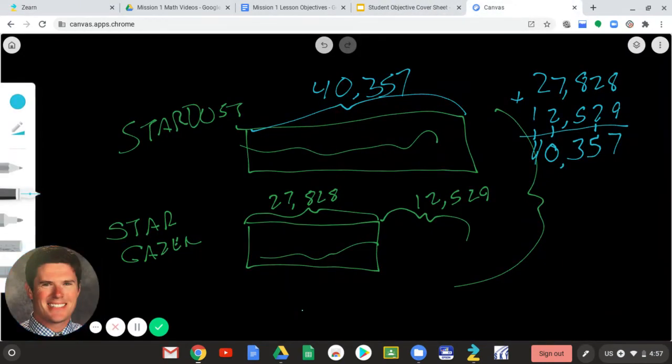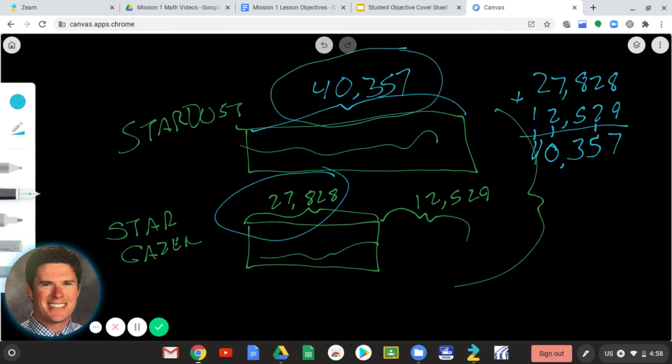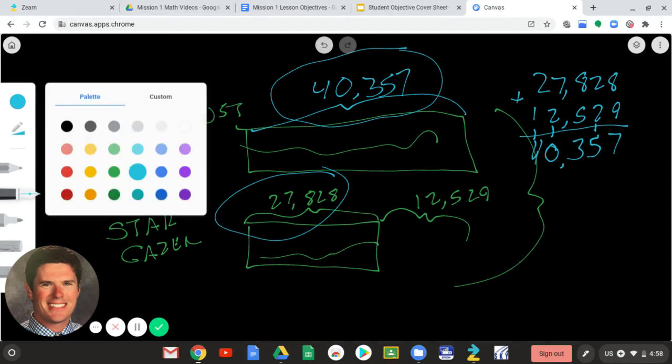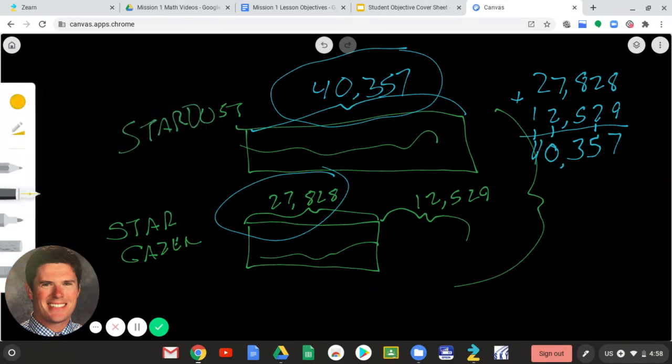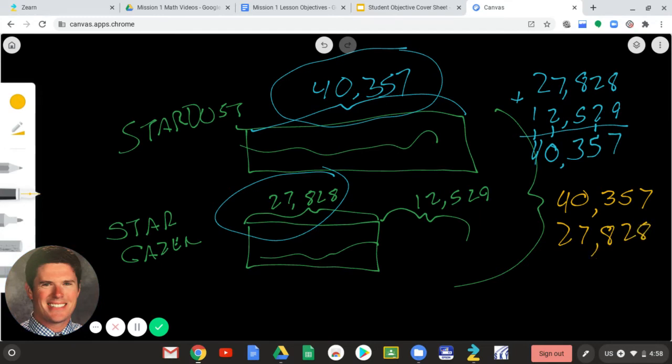So if we know the Stargazer weighs 27,828, and now we know that the Stardust weighs 40,357, and we want to know how much they weigh together, what do we need to do? That's right. We need to add them. So 40,357 plus 27,828. And I need to add them.